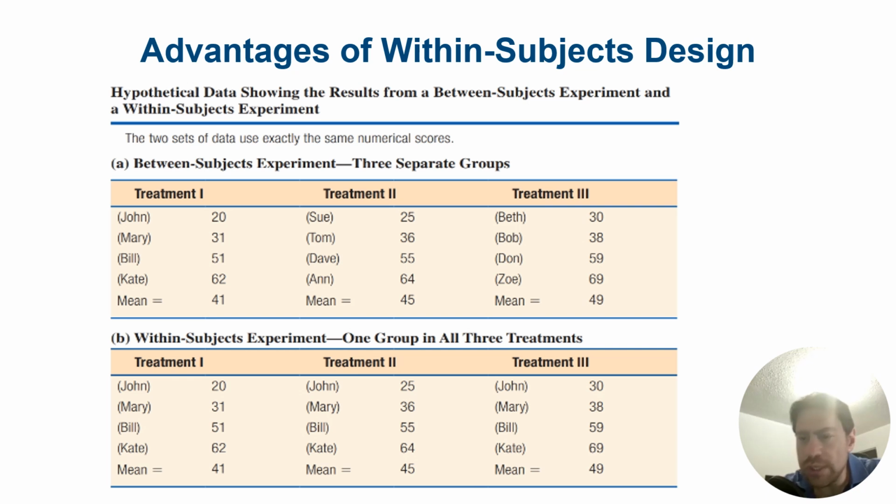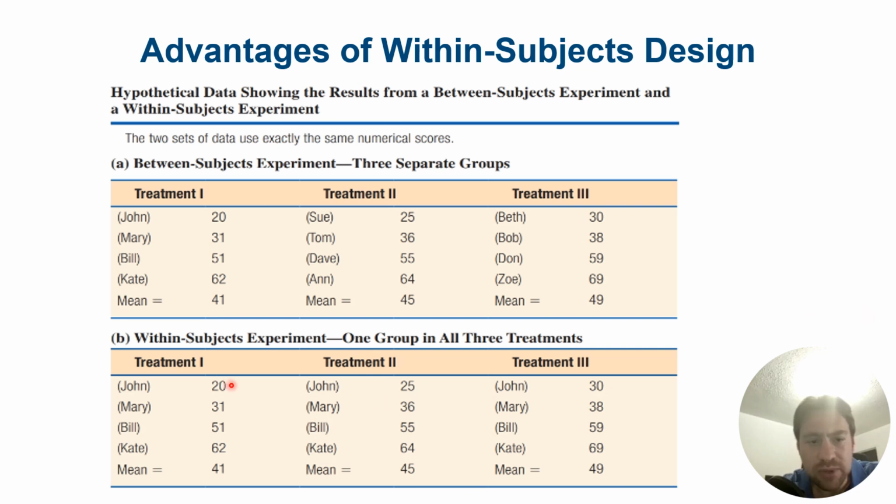Now, another issue is the following. In a between subject design, individual differences are part of the overall variance, making it harder to isolate the effects of the treatment. Whereas for a within subject design, individual differences can be measured and removed from the overall variance, making it easier to detect the effects of the treatment. Let me try to illustrate what I mean.